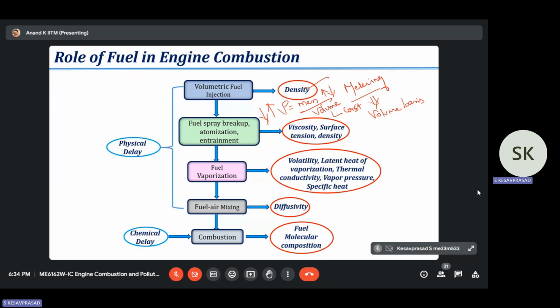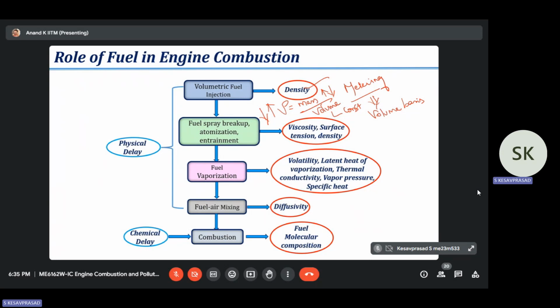Gasoline or petrol has a typical density value of around 740 kg per meter cube, whereas diesel has 840 kg per meter cube density. So diesel is a high density fuel. For the same volume of fuel that is metered, diesel provides more mass compared to gasoline. This is one of the reasons. There are other reasons; as we move on, you will get to know more about it. This is one of the reasons why diesel engines are more economical. Fuel economy is higher compared to gasoline.